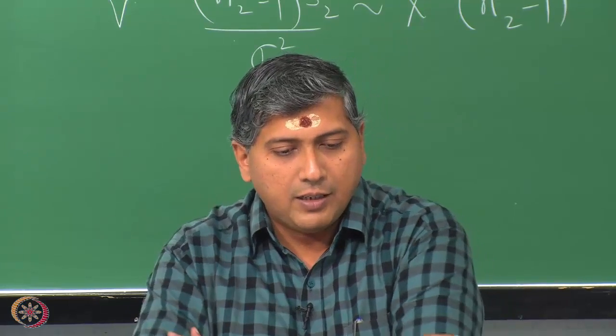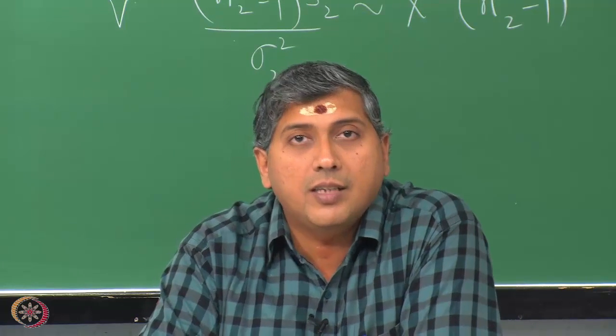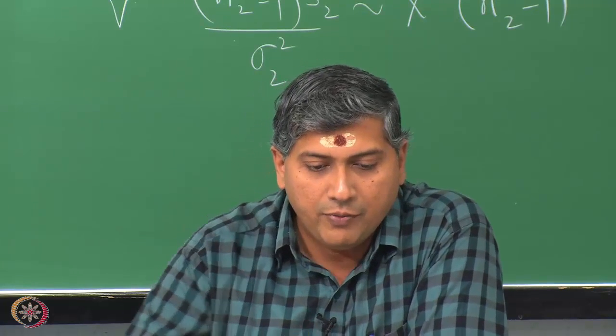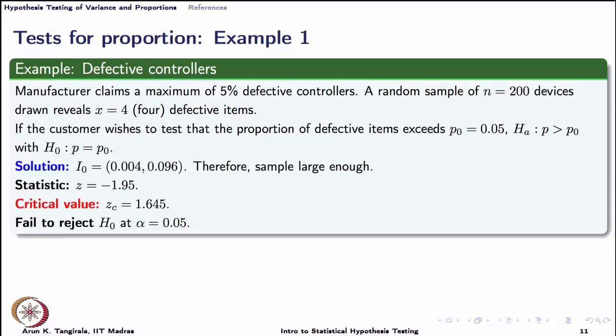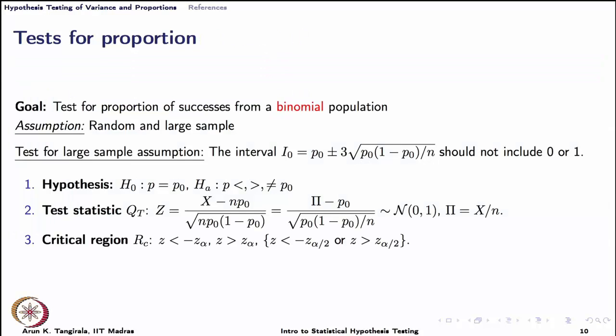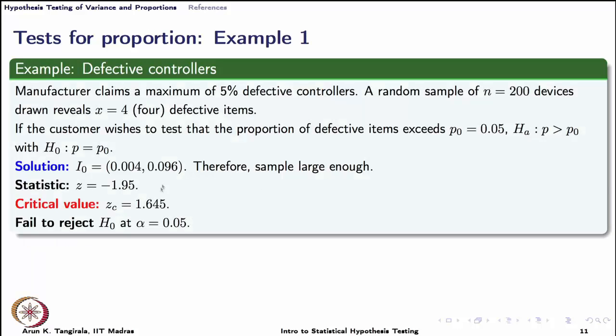Okay, so let us get back now. The observed statistic is minus 1.95 as we calculate using this expression here. X is 4 and n is 200, p naught is 0.05, or you can use the other expression here which has the pi in it, and pi is 4 over 200 and p naught is 0.05. Either way you will get the same value, minus 1.95. And the critical value now is 1.645.